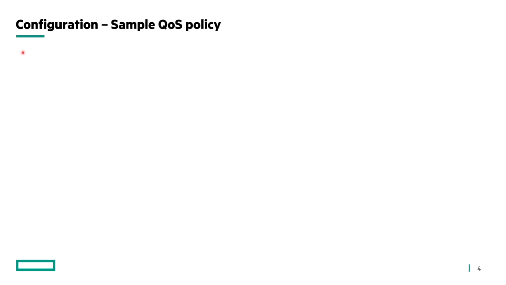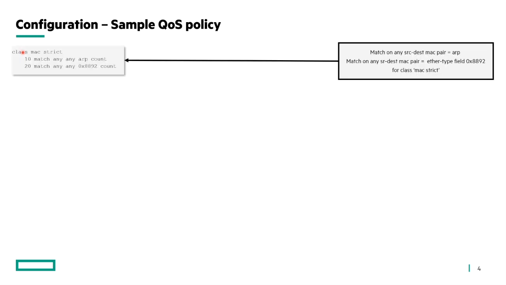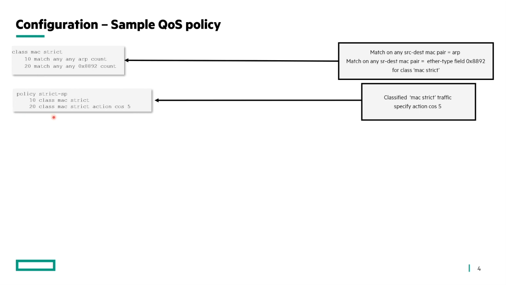And if we were to put this into a QoS policy on the 4100i, this is what it would look like as an example. So I've got a class Mac called strict, and within that I've got two entries matching on any source Mac, any destination Mac with the ARP protocol, and also one matching on any source destination for ether type 8892, which is Profinet. And then I'm creating a policy called strict-sp. So I'm using the class Mac strict, and the action on this policy is we're applying it to a COS value of 5.